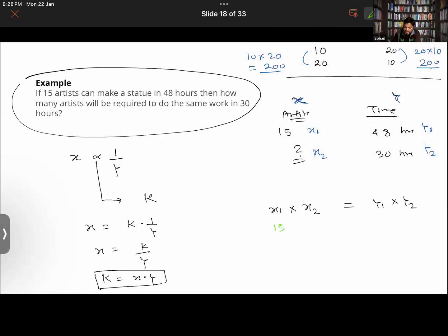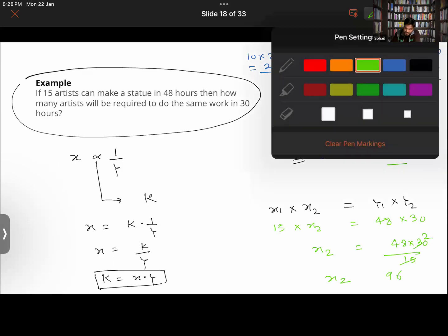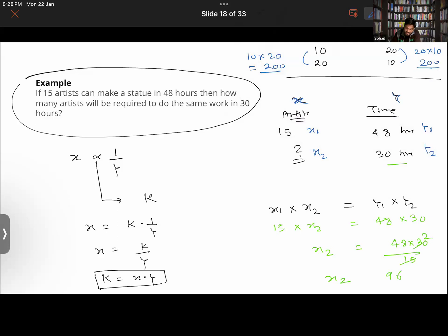So here again you can do the same thing. X1 is 15, X2 is unknown, Y1 is 48, Y2 is 30. So now it is 48 times 30 upon 15. 15 twos are 30. So X2 is 96. Getting it or not? So in order to complete the same piece of work in 30 hours, 96 artists are required.